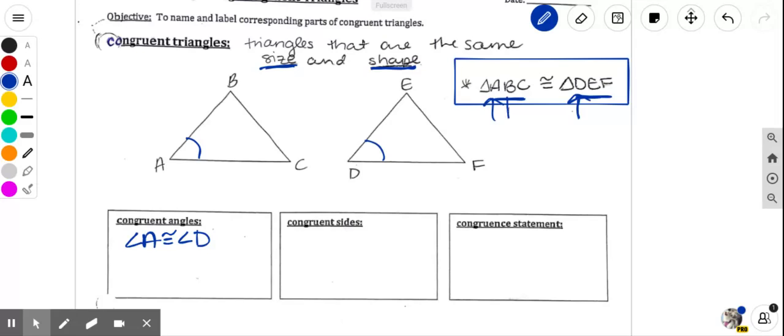Okay, notice that B and E are listed second. So that means that B and E are the same. Remember when we mark, we use the same number of tick marks. One tick mark would mean that A and D are congruent. And then if we want B and E, we can't use one, we have to use two, or really any number. You could do 5 tick marks or arcs if you want to. And then lastly, C and F are last, so that means that C is congruent to F.